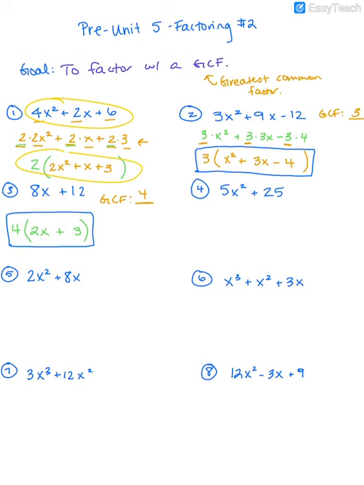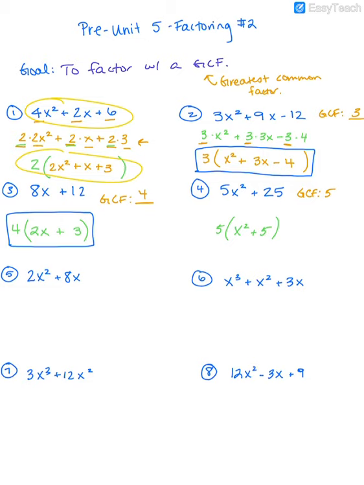Okay, try number 4 on your own. So click pause on the video and try this one on your own. And then when you hit play, you'll be able to see what the answer is. All right, so what you should have gotten was the greatest common factor was 5. So you have 5 on the outside times x squared plus 5.